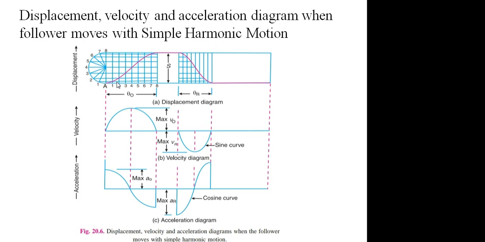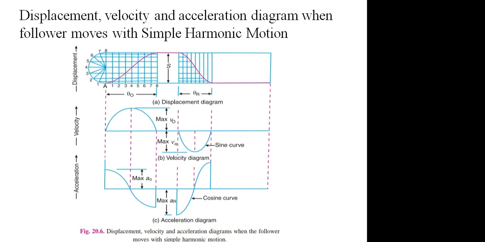Now for the construction of the displacement diagram, in a similar way, divide theta O and theta R into equal even parts. So here it is divided into 8 equal parts, theta O and theta R, vertically. Now draw the semicircle by taking this point as a center.